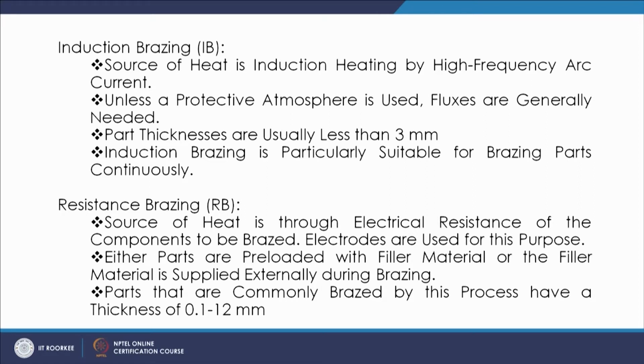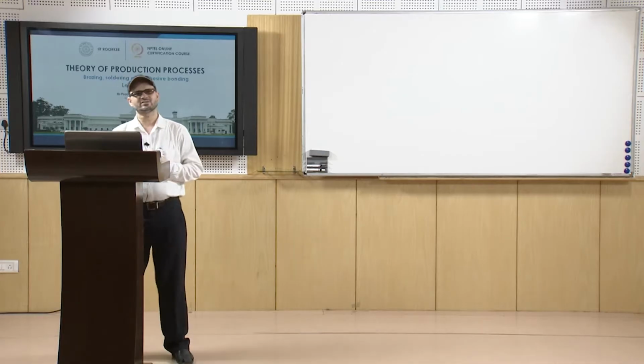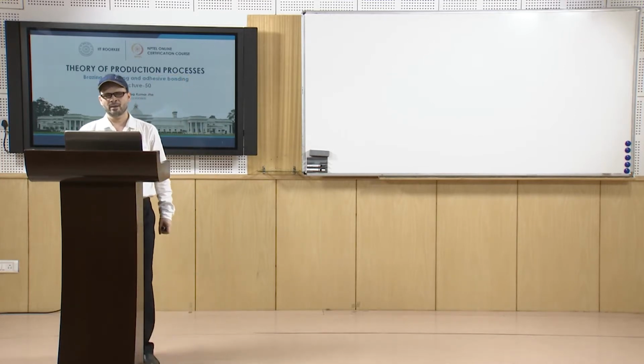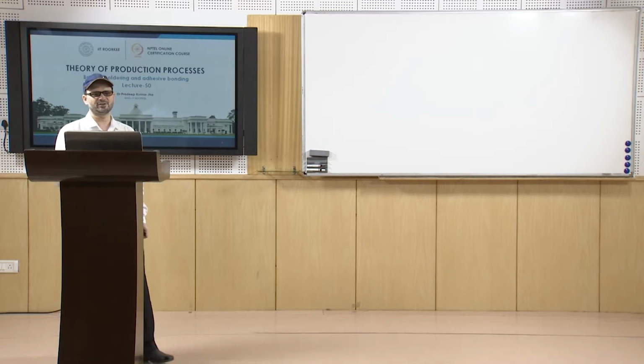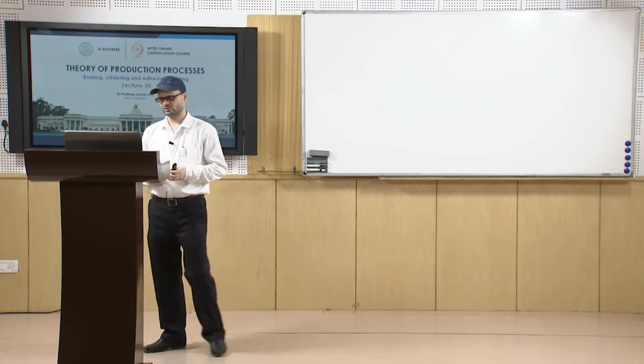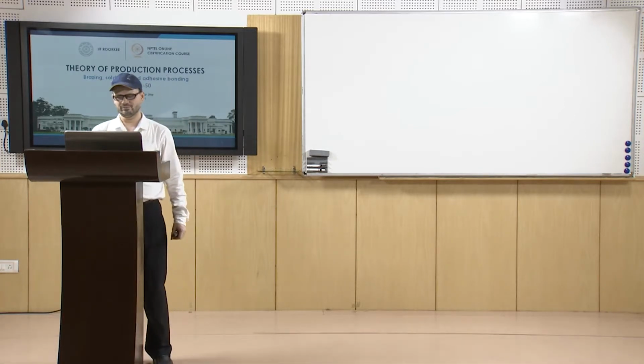So, you will have the use of electrodes, and in between, since there will be resistance, because of that heating will be taking place, and because of that heat the preloaded filler material will be melted, and then the joint will take place. So, you have parts to have thickness of 0.1 to 12 mm of thickness.